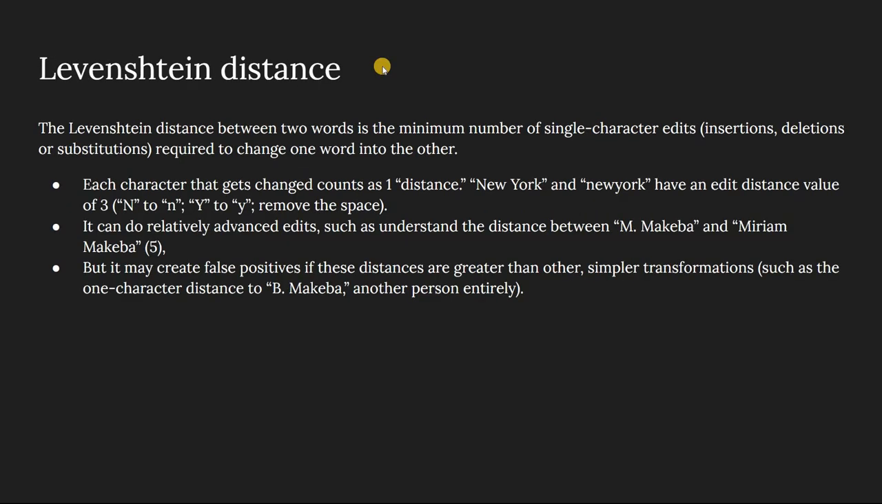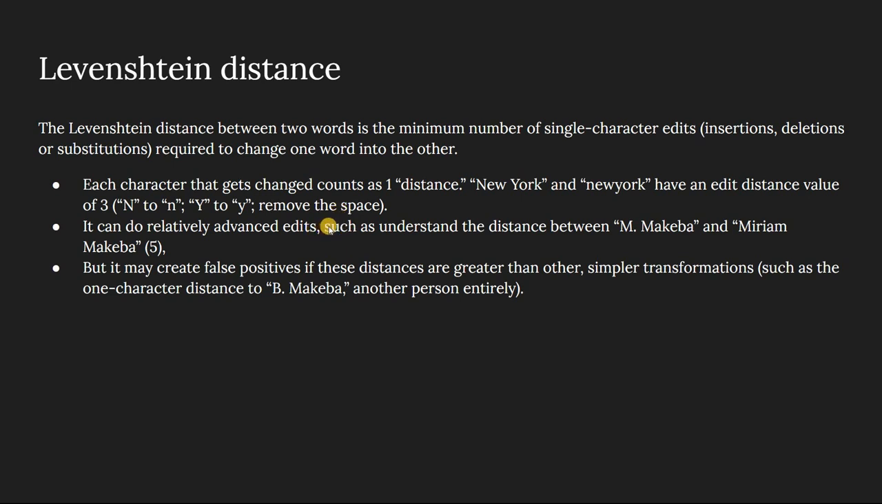Now comes the nearest neighbor clustering methods. First comes the Levenshtein distance, also known as edit distance. The Levenshtein distance between two words is the minimum number of single character edits required to change one word to another. Each character that gets changed counts as one distance. "New York" and "newyork" without space have an edit distance value of 3. How? We need 3 edits here. First of all, capital N to smaller n, capital Y to smaller y, and of course remove the space.